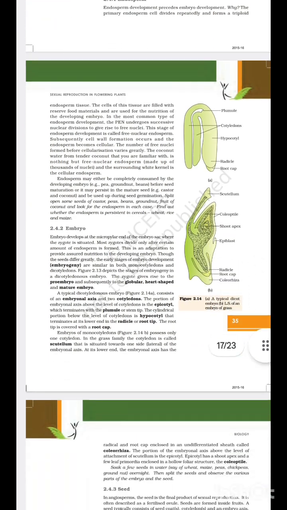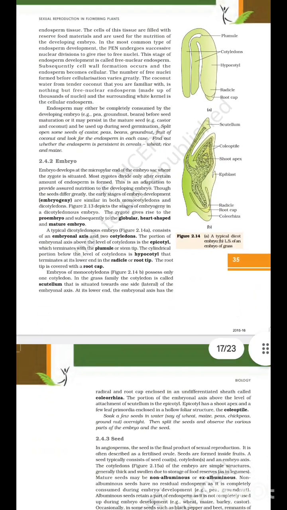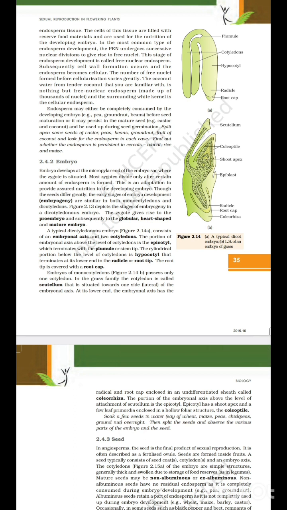Then the embryo of a monocot, which is present in your figure, possesses only one cotyledon, so it is called a monocot. In the grass family, the cotyledon is called the scutellum.